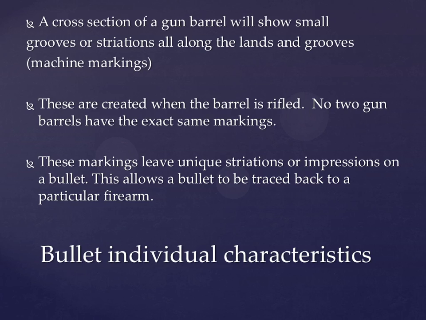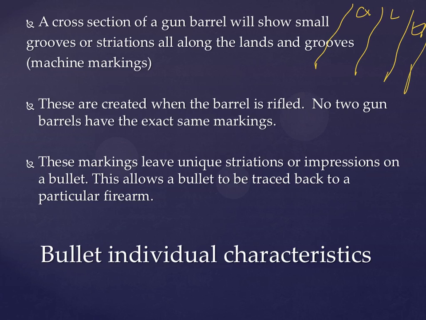So a cross-section of your gun barrel is going to show smaller, tiny grooves, also known as striations. So little lines already in the lands and grooves that already exist. So think of your lands and grooves as being a big object, and then you have all these smaller stripes on it. If I can draw that, it'll be something like this. So here's a land, okay, there's a groove, there's a groove, so let's call this a G, let's call that an L, let's call that a G.